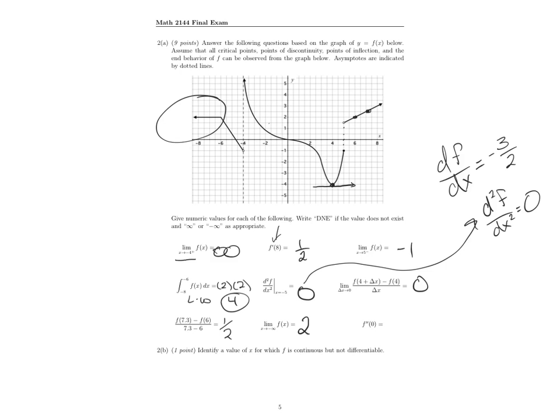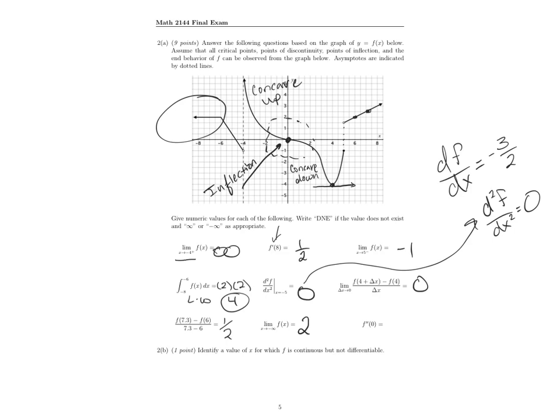F double prime of 0, to round out this section, is the second derivative at 0. So if we look at this region of the graph, we can make a note that on the left-hand side, we're concave up. On the right-hand side, however, we're concave down. Since we're switching from concave up to concave down at this point, that is an inflection point.